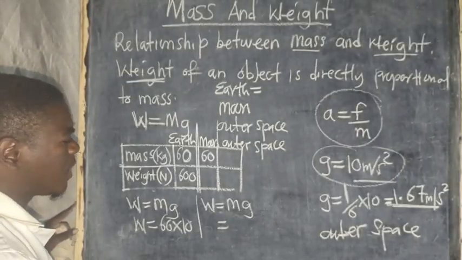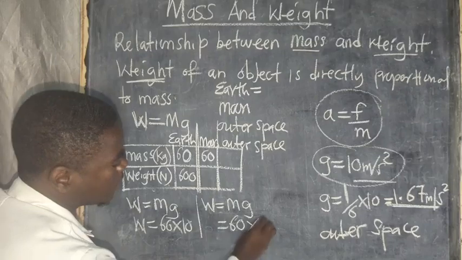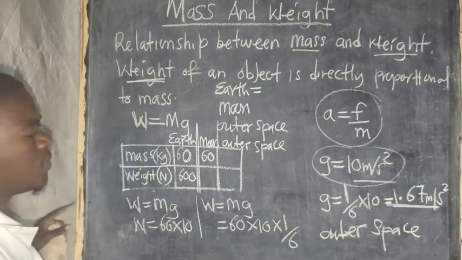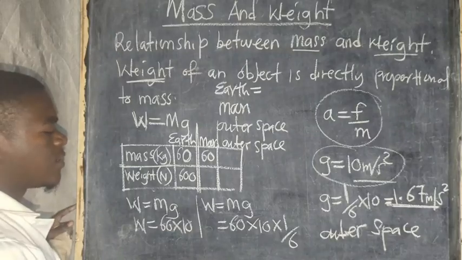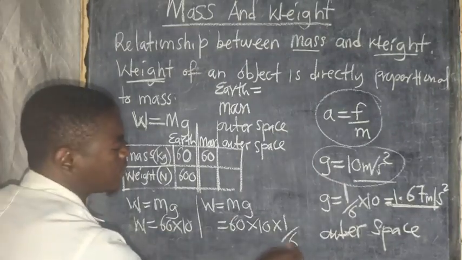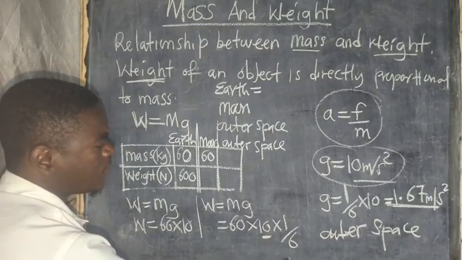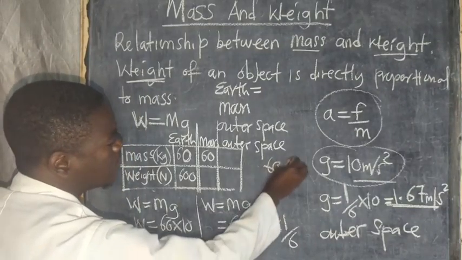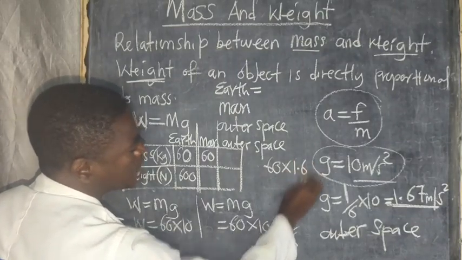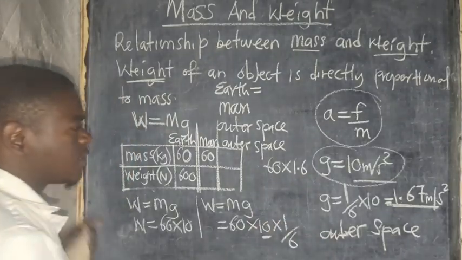When you multiply, mass is 60. When you say times 10 times 1/6, this is what I told you: the gravity on the moon is 1/6 of the gravity that is on the earth. So you can do this if you want. But you can also go direct, where you say 60 times 1/6. You can multiply. So let us multiply and see the answer that we are getting.